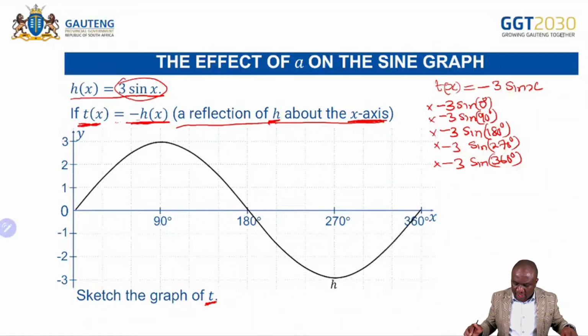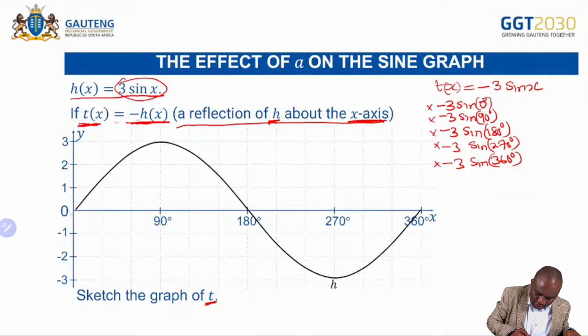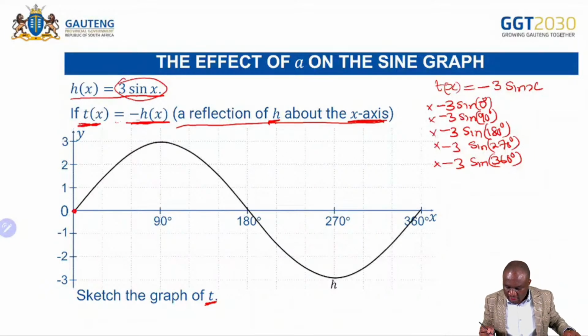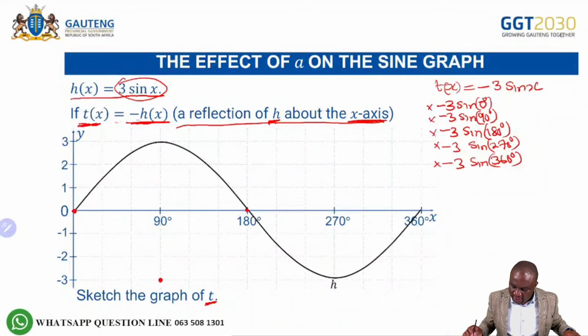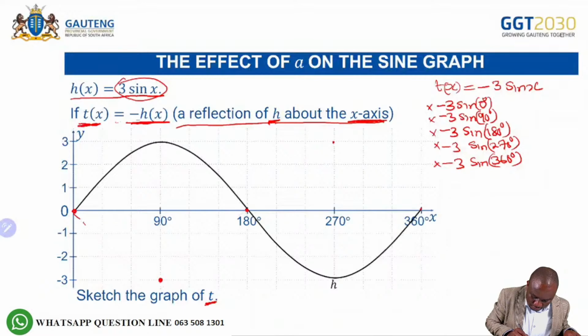Right, and then negative 3 sine 0, you should have managed to get 0 there. And then negative 3 sine 90 should be negative 3. Then negative 3 sine 180 should be 0 there. And then negative 3 sine 270, should be 3, yes. And then negative 3 sine 360 should be 0. And then your graph should be like this.